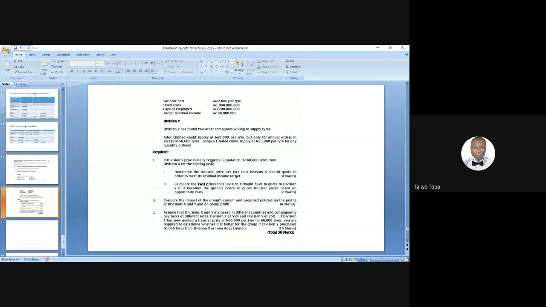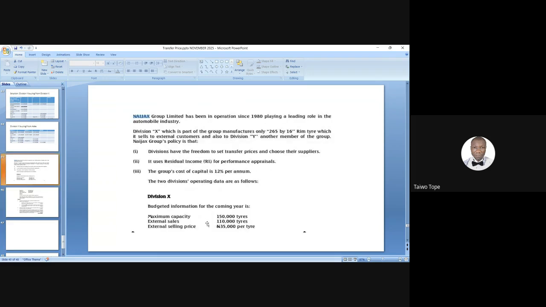You know, sometimes in the exam hall, students don't know how to match questions together, so they will just get confused. You can see this A is having A1, A2. It means this statement is still covering these two issues. So we are still looking at 60,000 tires. If division X is to give division Y 60,000 tires based on opportunity cost, what will happen? Let's come back to this point.